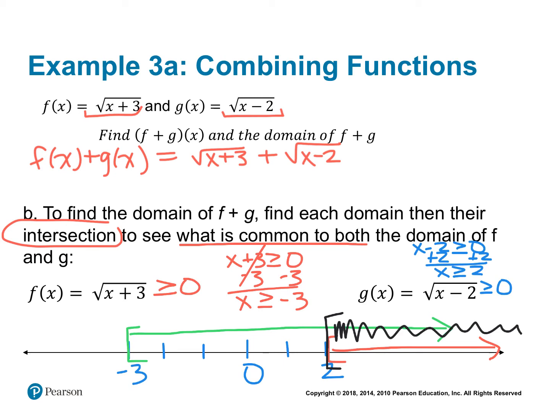So anything below 2 is not going to work for this formula. Because if I put a 1 in there, 1 minus 2 is -1. We cannot do the square root of a -1. So it's only where they have in common that is going to work. So it's going to be anything greater than or equal to 2. And you can write that as 2 with a bracket all the way to infinity. So that is our domain on this one.